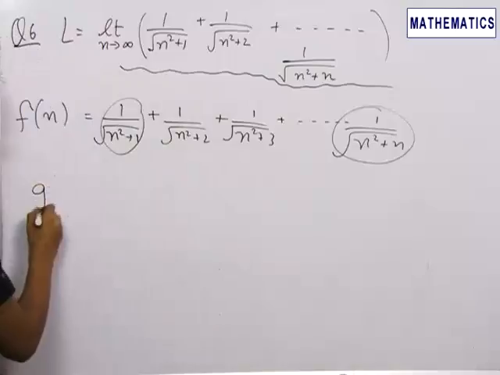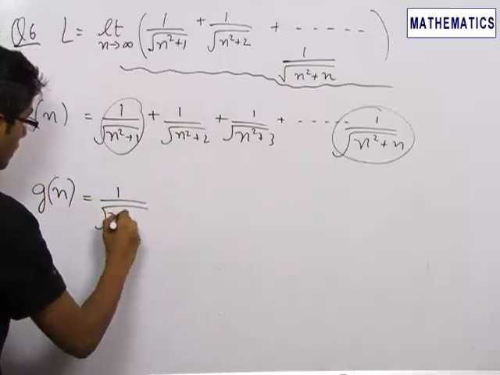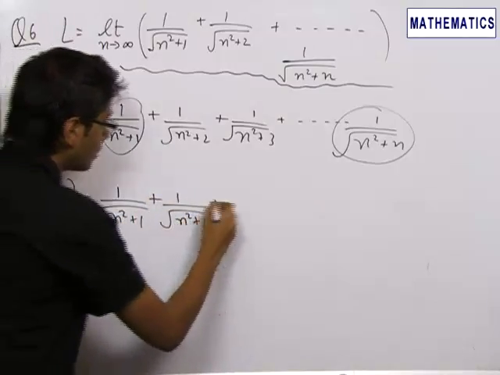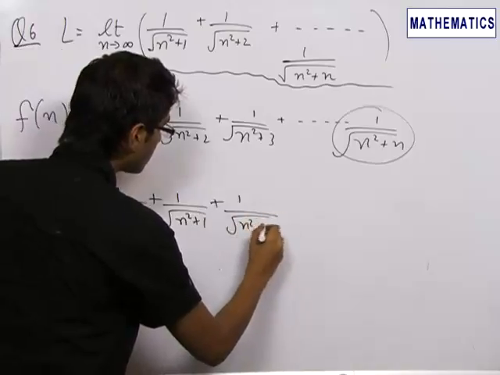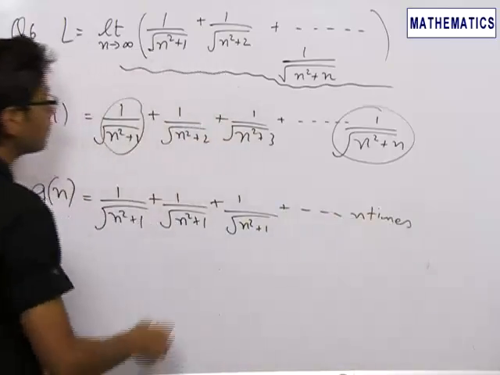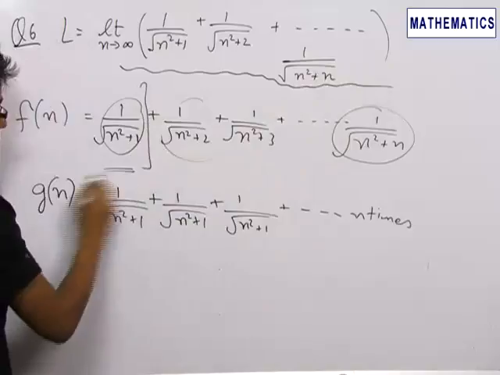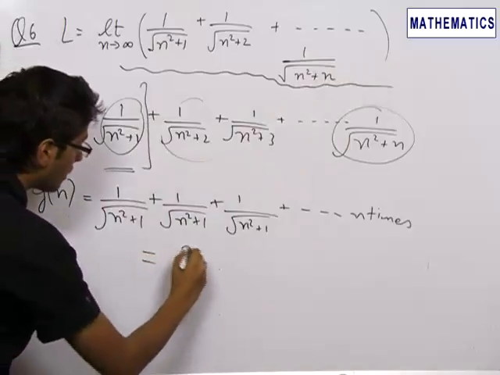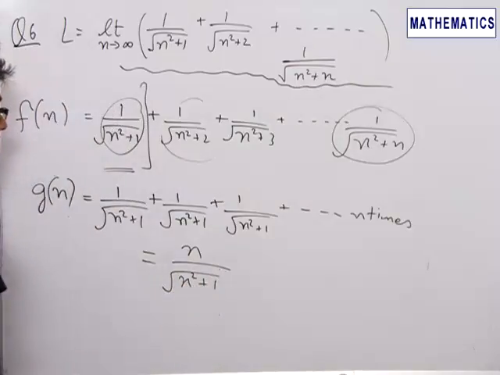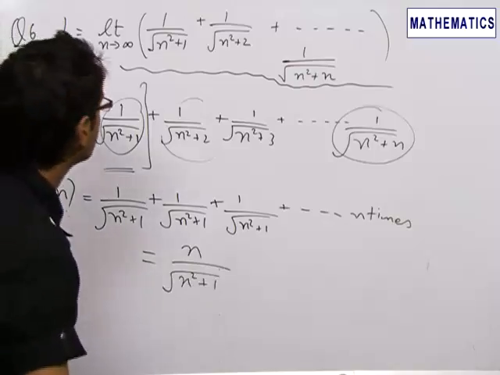So let us consider another function g of n, which is equal to 1 upon under root n square plus 1, plus 1 upon under root n square plus 1 again, plus 1 upon under root n square plus 1 again, n times. What we have done is we have replaced all these terms apart from the first term by the first term. That is, we have taken n times the first term. So we get g of n is equal to n upon under root n square plus 1.